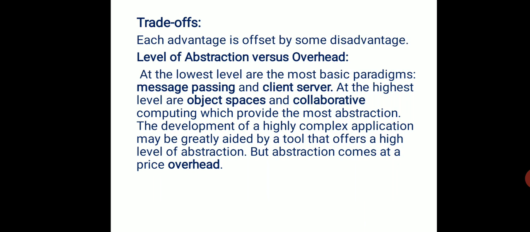So the next one is trade-off. Each advantage is offset by some disadvantage. That means if you want any advantage, it will be at a price of a disadvantage. Okay, so here first one is level of abstraction versus overhead. At the lowest level are the most basic paradigms, message passing and client server. At the highest level are object spaces and collaborative computing, which provide the most abstraction.